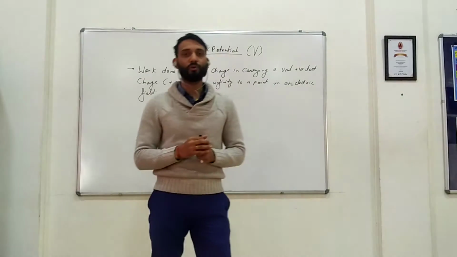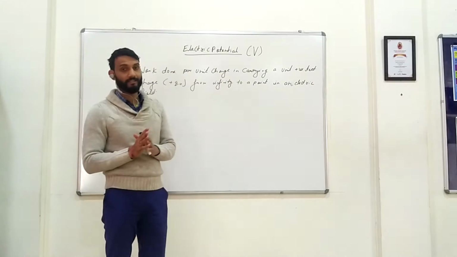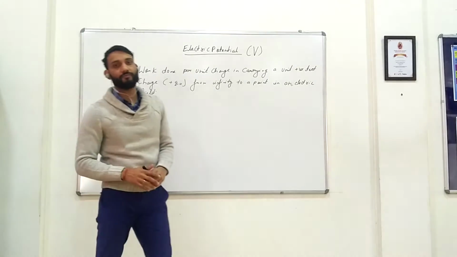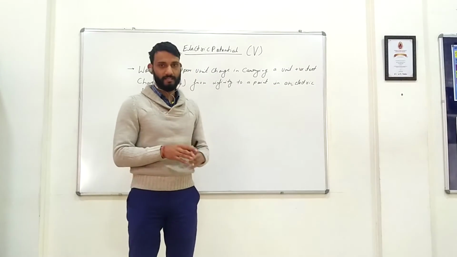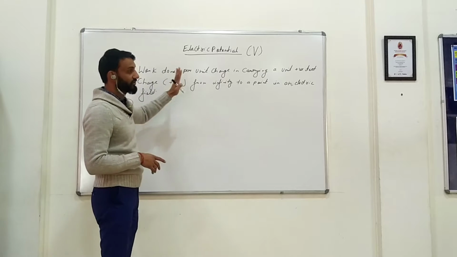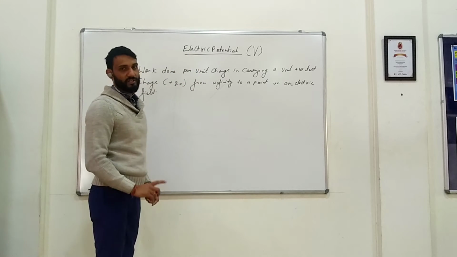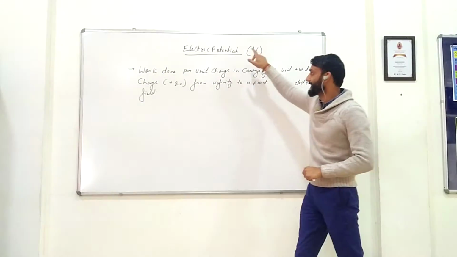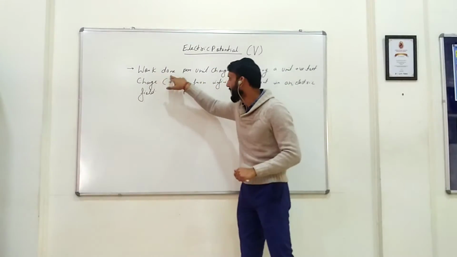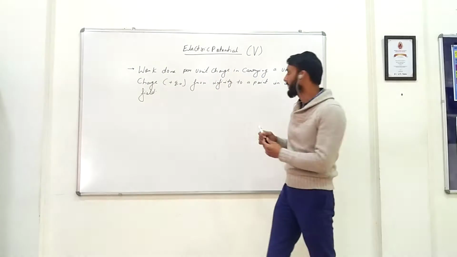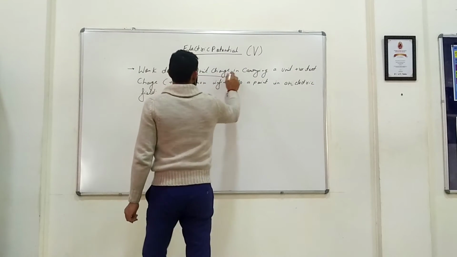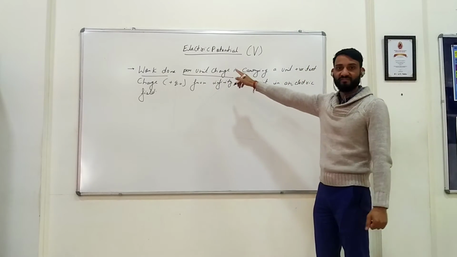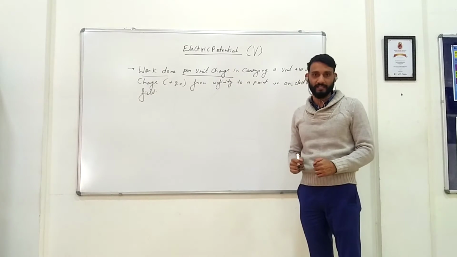Today we'll do one more chapter of electrostatics, and the name of the chapter is electric potential. Up till now we have done electric charge and electric field. So this is a new chapter, which is electric potential. Electric potential is denoted by the symbol V, and it is defined as work done per unit charge. This unit charge is the same charge which we have used to calculate the electric field.